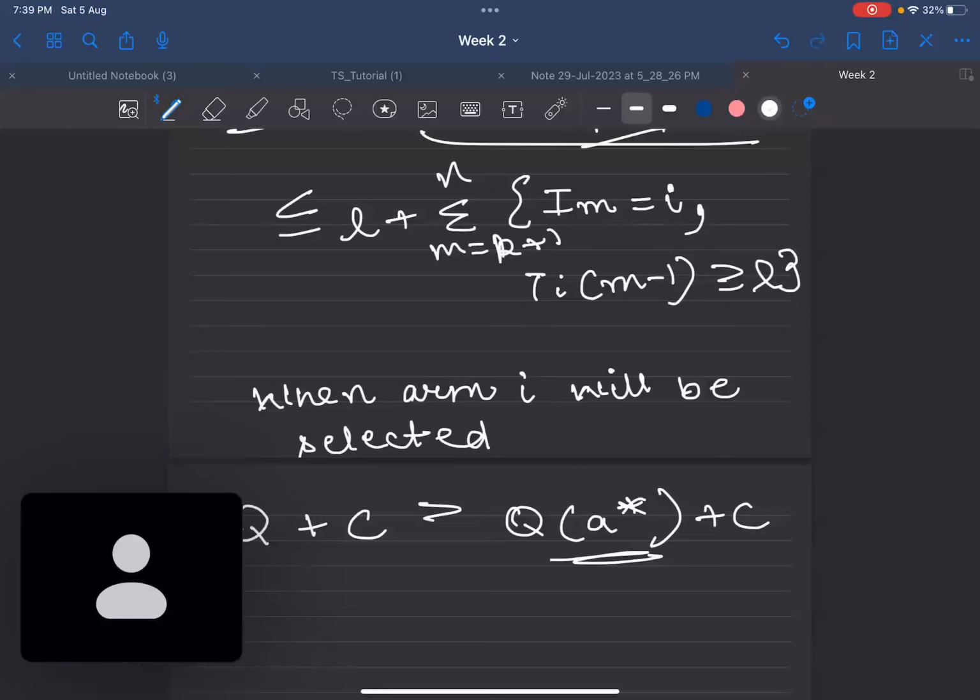Ma'am, I have a doubt. In this particular case, it may happen that I have another arm, A prime, which at that particular instant is giving an estimated reward greater than the A star also. It is also possible. Then in that case, for the selection of arm A, the arm A must exceed the estimated reward of the A prime also, along with the A star.